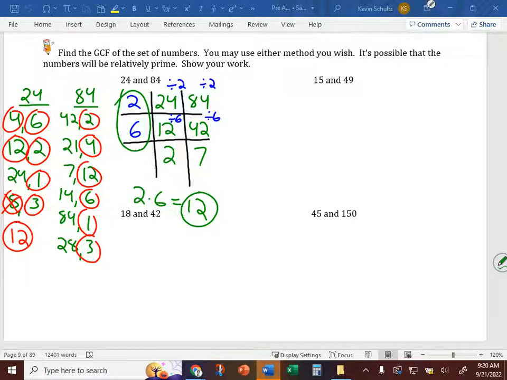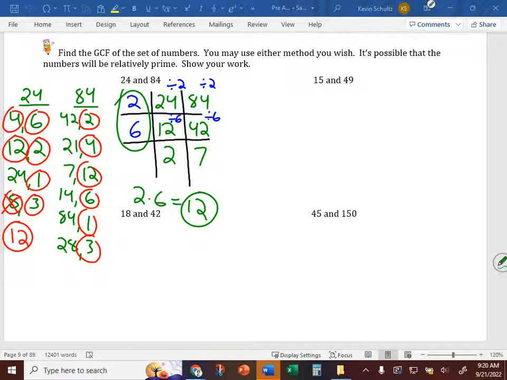Just by a quick show of hands, who prefers the listing method? Who prefers the table method? Who wishes I didn't teach greatest common factor? Oh, less than usual. Well, that's a good sign. Okay, all right. Who's tired of my polls? That's fair. Okay, that's fair.